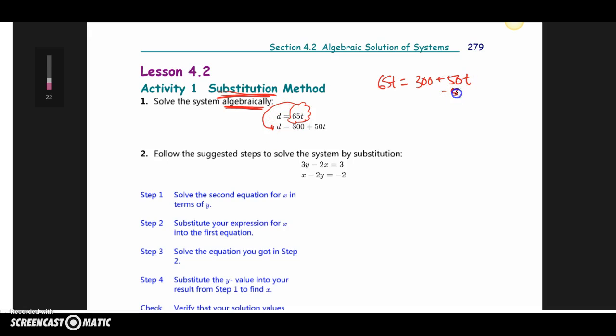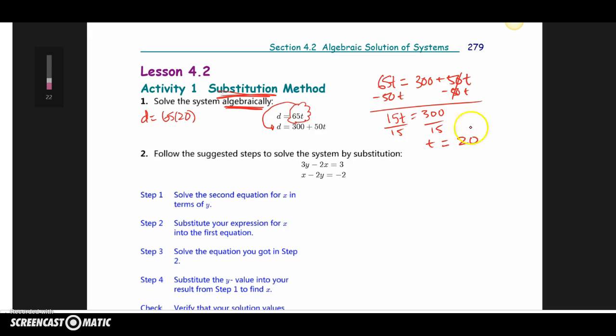After that, let's isolate t. So we're going to get the t's on the same side. 15t equals 300, divide by 15, and it looks like t is equal to 20. But I'm not done because I have to find d as well. So since d is equal to 65t, I'm going to go ahead and choose to plug it into the first equation because it's easier to work with.